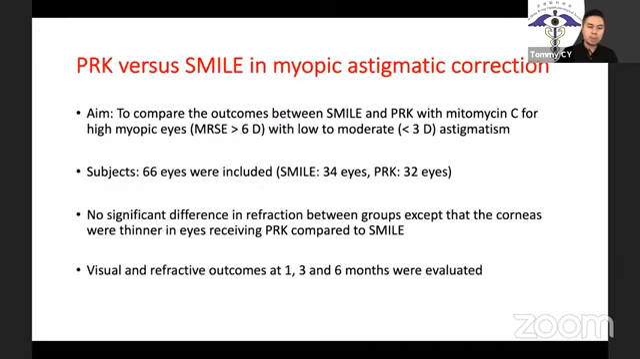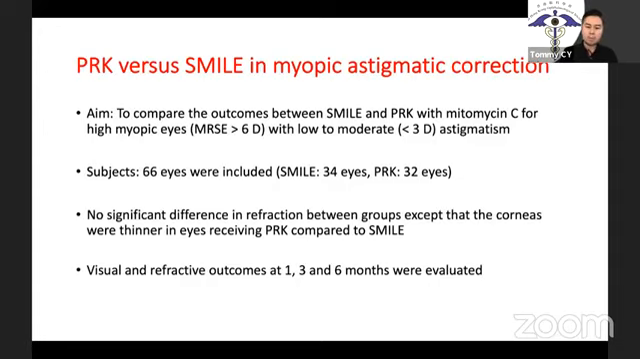In the first study, we compared PRK versus SMILE in myopic astigmatism correction. We included patients with highly myopic eyes, more than 6 diopters, and low to moderate astigmatism, less than 3 diopters. We have 34 eyes that had SMILE, and 32 eyes with PRK performed. There were no preoperative differences between the two in terms of refraction.